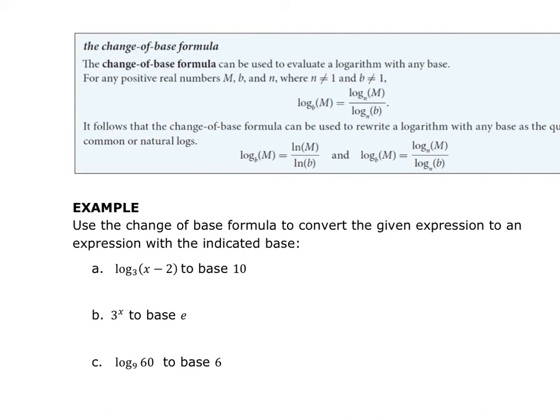So if I have the log base b of m, I can write it as the natural log or the common log or any other base that I need. So if I want to change my expression to the indicated base 10, then this is going to be equal to the common log of x minus 2 over the common log of 3.